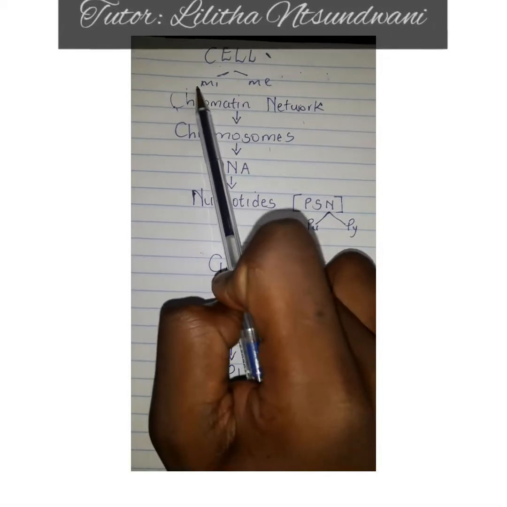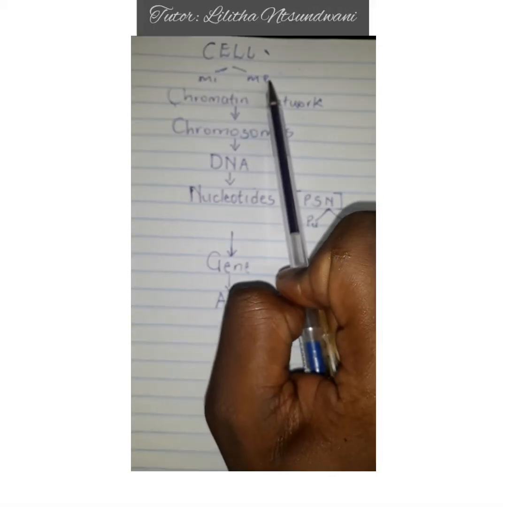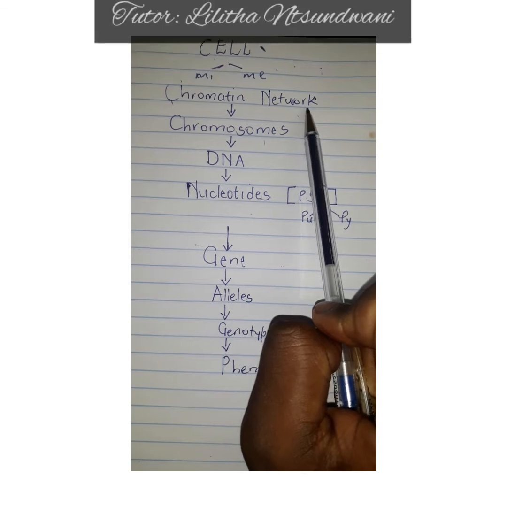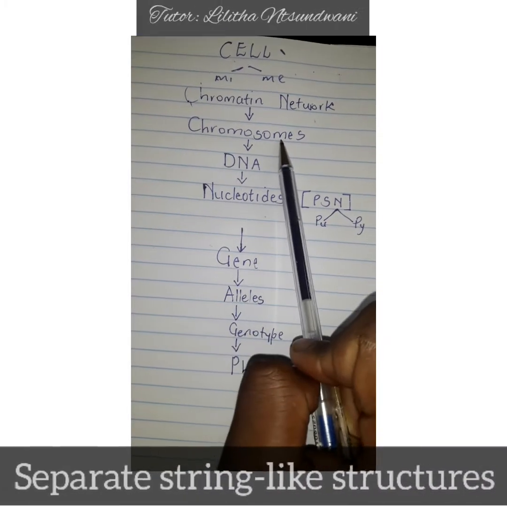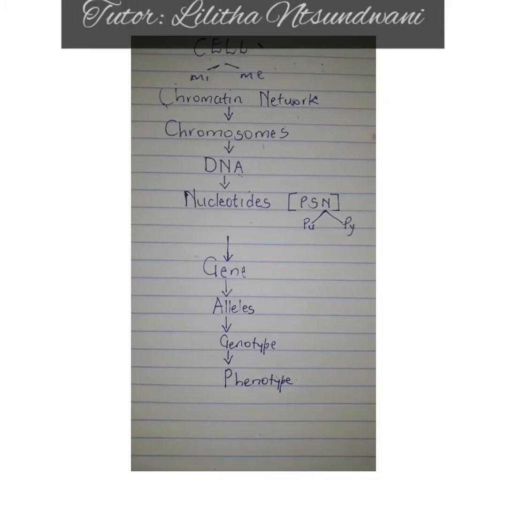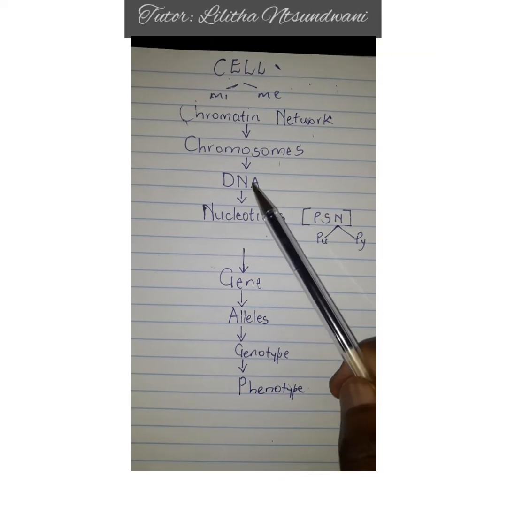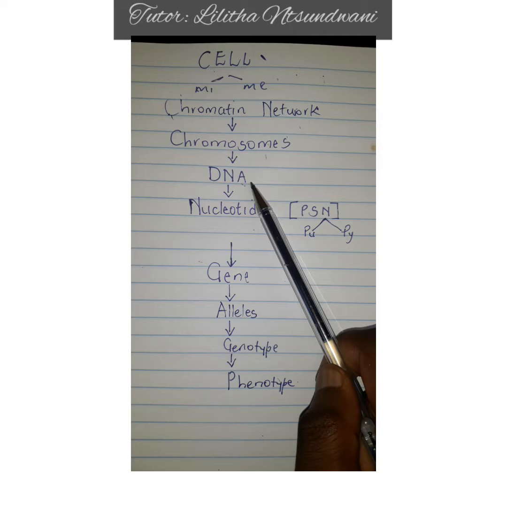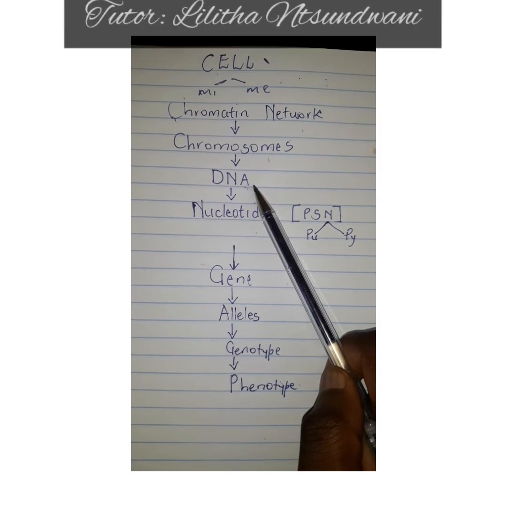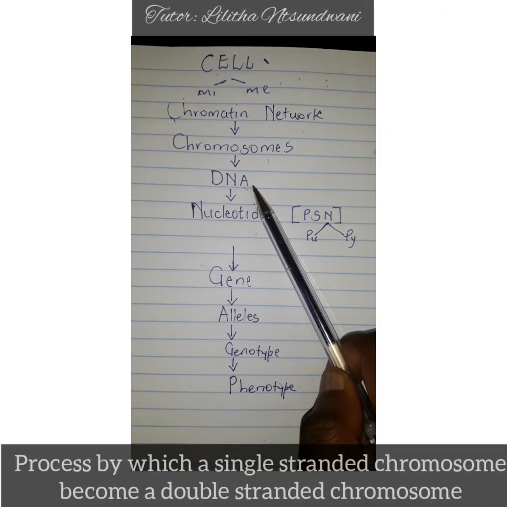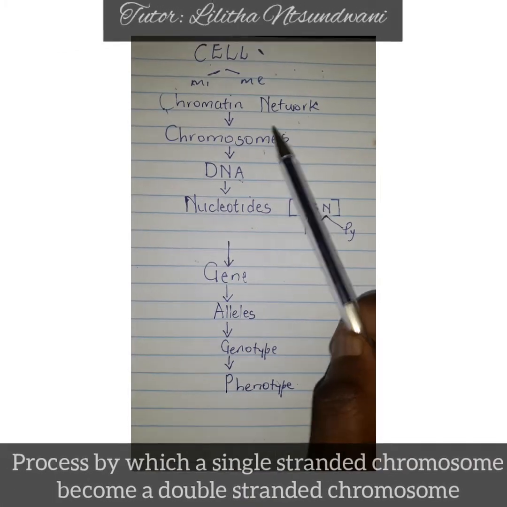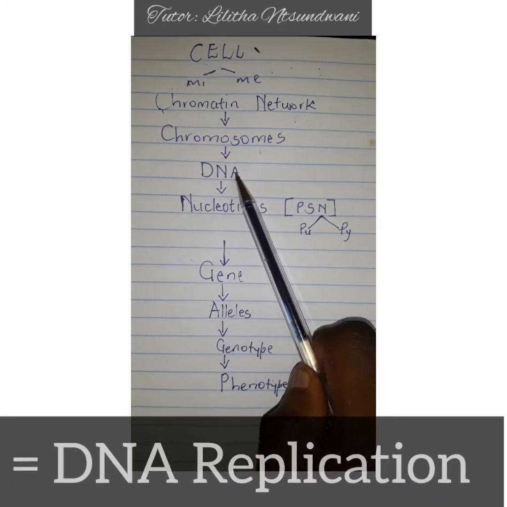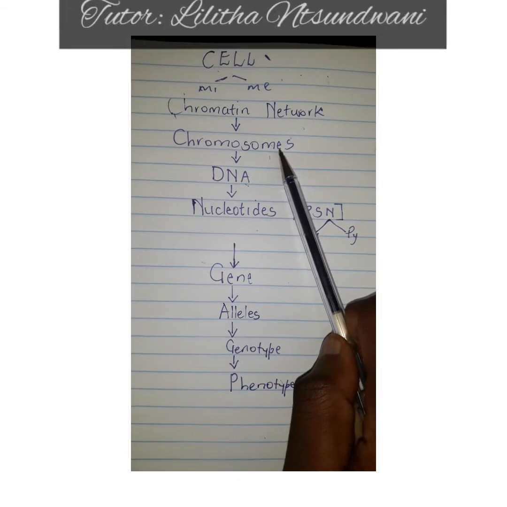Now, before cell division, that chromatin network unwinds to form separate strands, which we call chromosomes. Furthermore, each chromosome is made by a strand of DNA. So never get confused when they ask you, in one word, the process by which a single-stranded chromosome becomes a double-stranded chromosome. That is DNA replication, because DNA makes chromosomes.